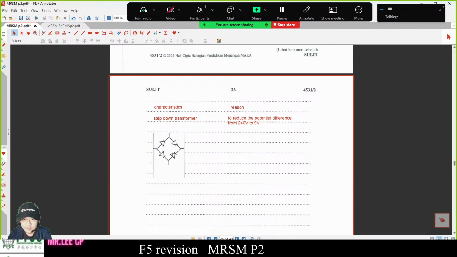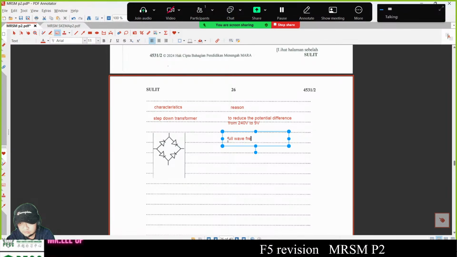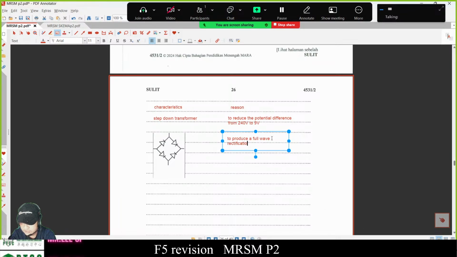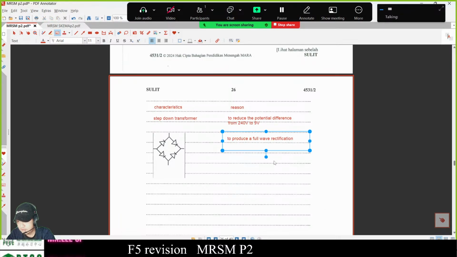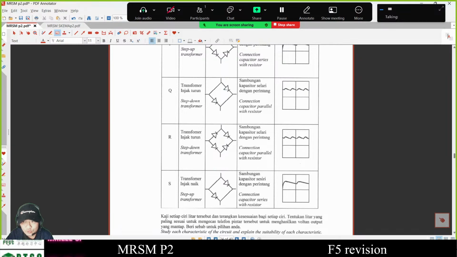So the arrangement of the diodes is this way. How to explain? If you answer this way, it can produce a full wave rectification. If there are only 2 diodes, it would be half wave.